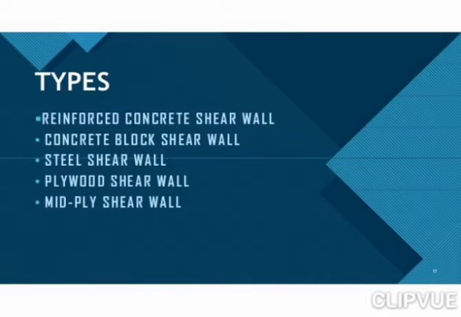So what are the different types of shear wall? Reinforced concrete shear wall, concrete block shear wall, steel shear wall, plywood shear wall, and mid-ply shear wall.